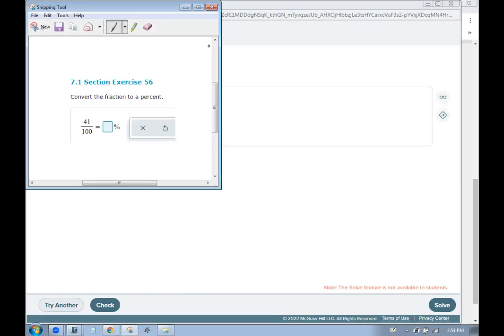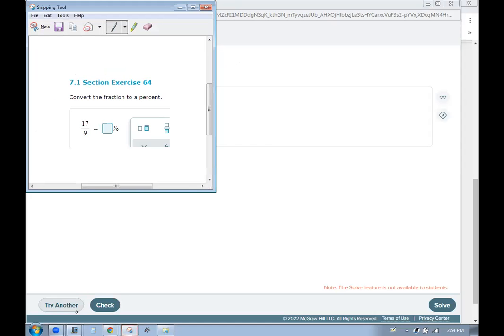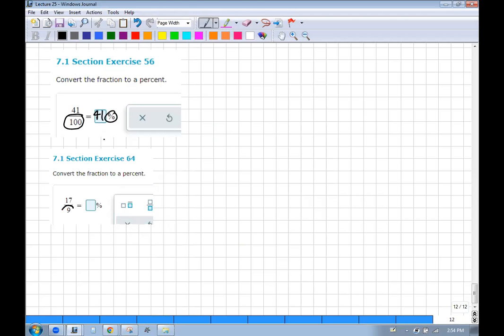Okay, this one's going to be a little more tedious. When I look at this, I wish I could turn that into 100, but there's no number I can multiply 9 by to turn it into 100, right? So I kind of just need to turn this into a decimal. You could do your division over here, but y'all are going to have a calculator in hand in the final. So divide 17 by 9, and you're going to get 1.88888, the bar over it.